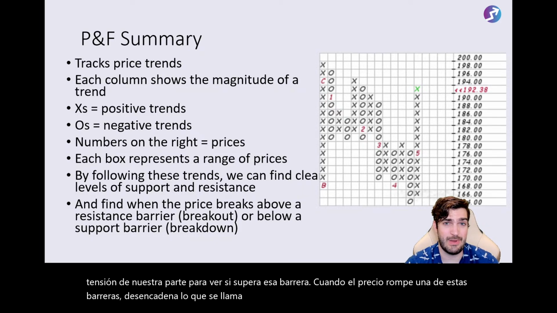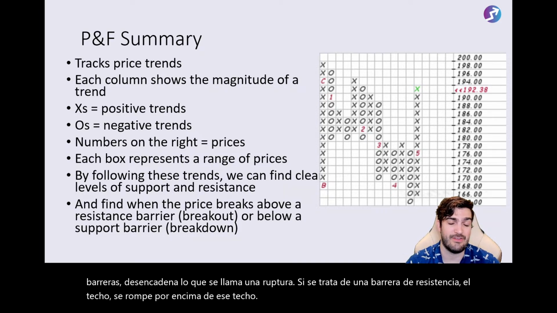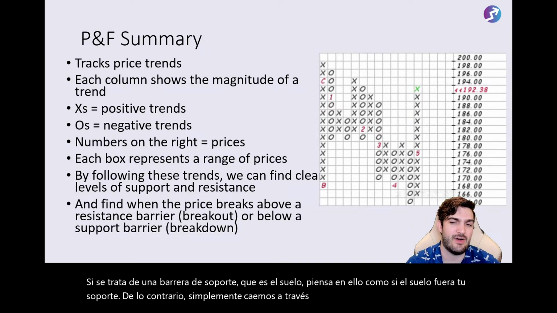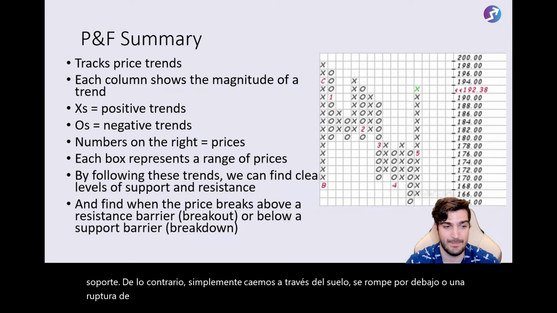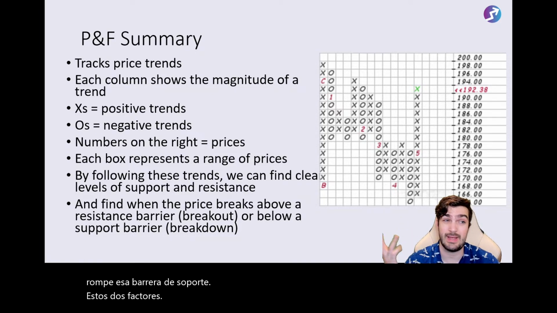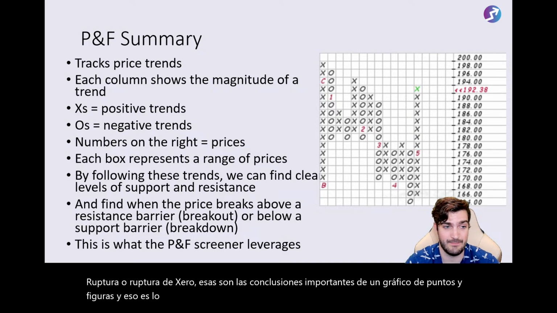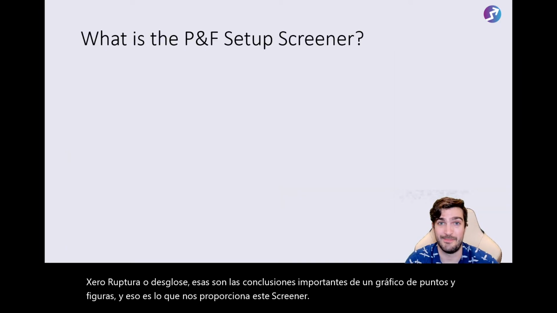If it is a resistance barrier, the ceiling, it breaks out above that ceiling. If it is a support barrier, which is the floor, think about it like the floor is your support, otherwise we'd kind of just fall through the ground, it breaks down below, or a breakdown of that support barrier. These two factors, X or O, breakout or breakdown, those are the important takeaways from a point and figure chart. And that's what this screener provides us with. So now let's get into the screener.